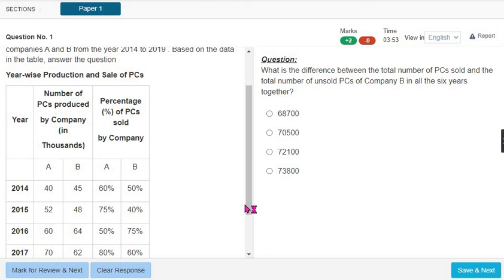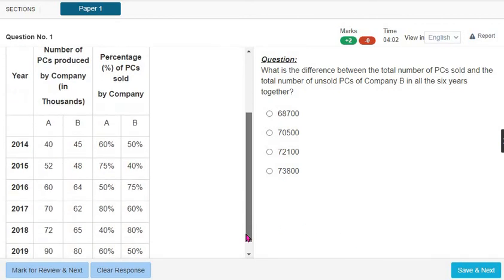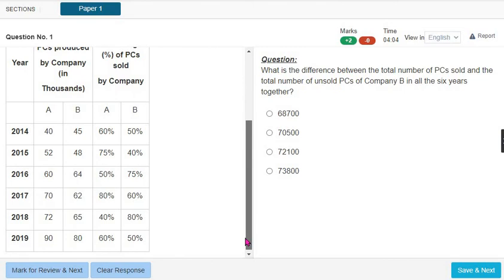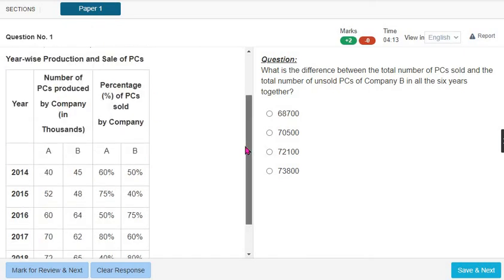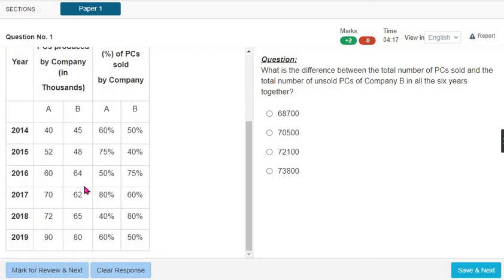So what is the question? The question is asking about unsold PCs, right? So unsold PCs in 6-2. This is the percentage of sold. Unsold is like 70.